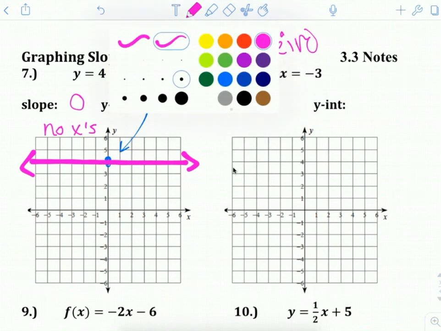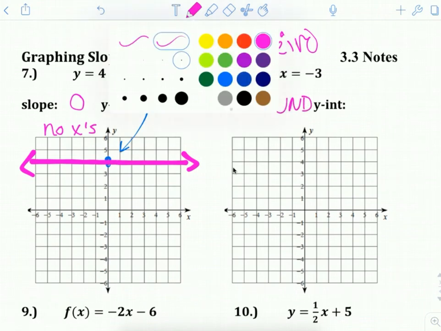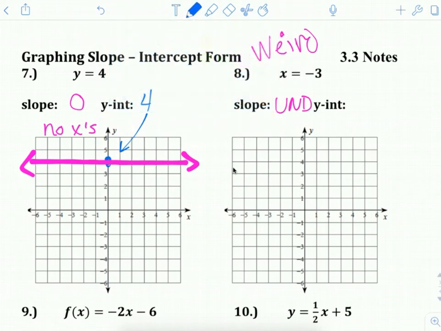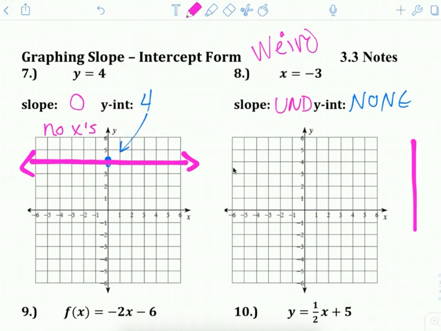Okay? All right, let's do the same thing for problem 8. Problem 8 doesn't have a y equals, which means he's the weird one. He's the one with the words instead of numbers. So what's the word for slope that's not a number? It's undefined. And what is the y-intercept that's not a number? Well, we would say there is none, because that graph is going to be vertical. So let me draw the line again. I'm going to draw it off the graph.